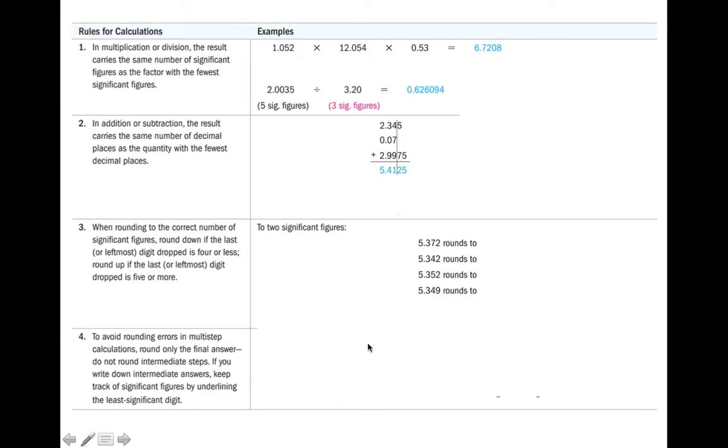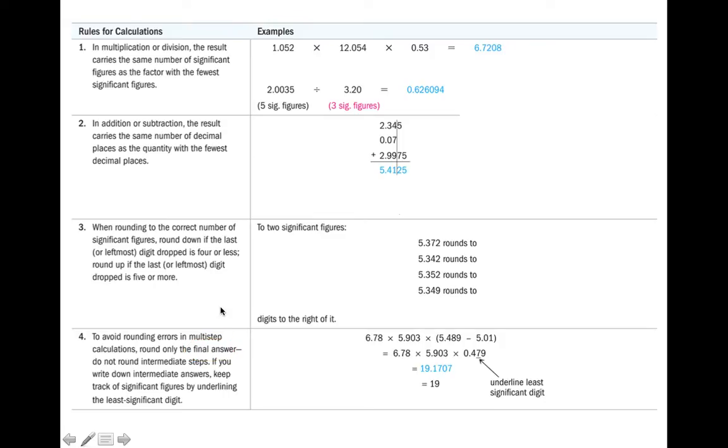Okay? To avoid rounding errors in multi-step calculations, round only the final answer. Tro doesn't do this in this text because it's really complicated. He says in the beginning of the text he doesn't do it. But when I'm doing problems in class or with you personally, I'll try to be consistent with this. In order to be absolutely certain, this is what you must follow. I would say if you break this rule, oftentimes you get the right answer anyway. Do not round the intermediate steps. If you write down the intermediate steps, keep track of sig figs by underlining the least sig digit.